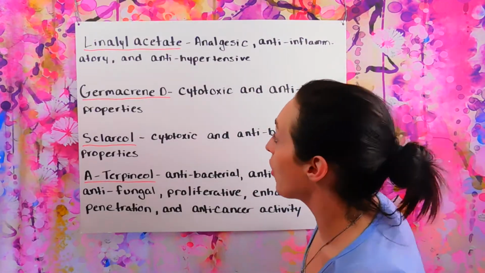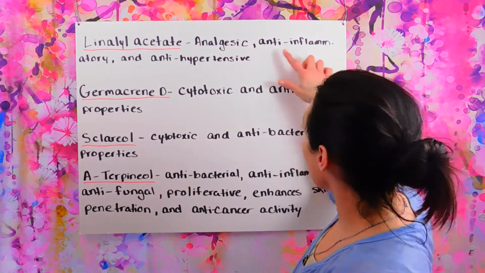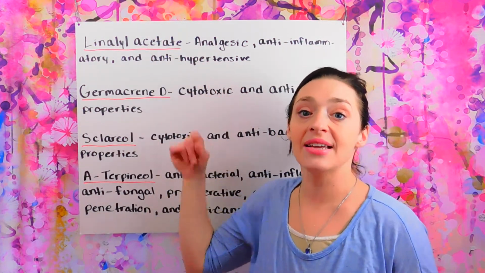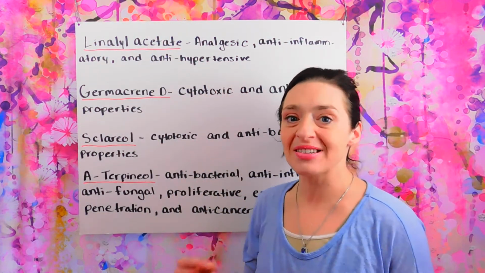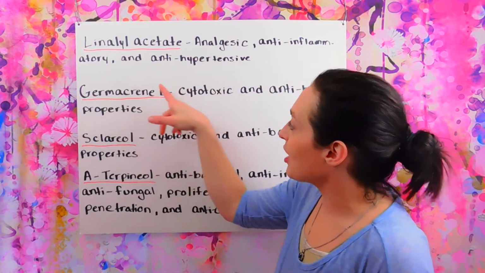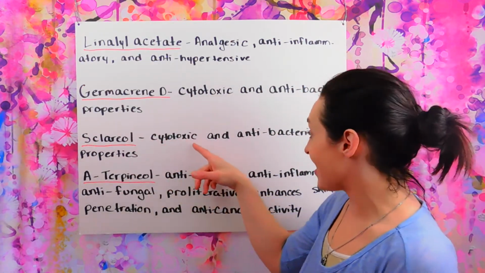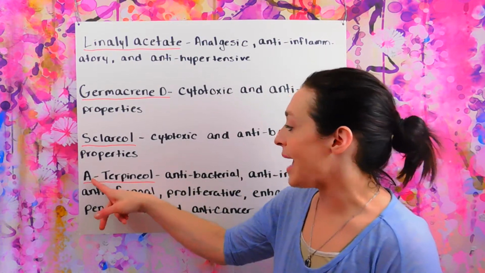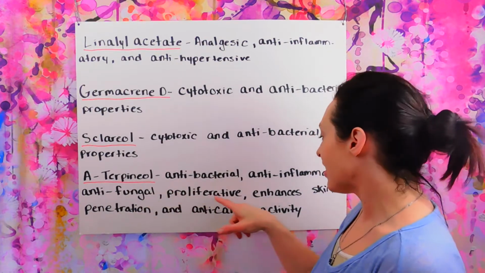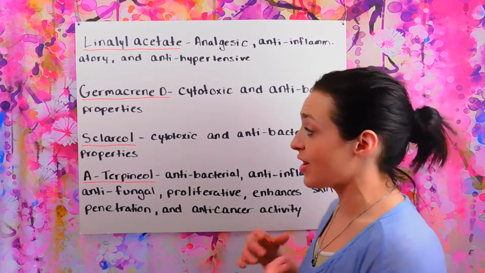So let's look at 4 of the constituents of the oil of Clary Sage. Linalyl acetate is analgesic, anti-inflammatory, and antihypertensive. And again, linalyl acetate is the constituent that makes up the most, about 50% of the overall makeup of the oil of Clary Sage. And then germacrene D, it has cytotoxic and antibacterial properties. Sclareol, it has cytotoxic and antibacterial properties. Alpha-terpineol: antibacterial, anti-inflammatory, antifungal, antiproliferative, enhances skin penetration, and has anti-cancer activity.